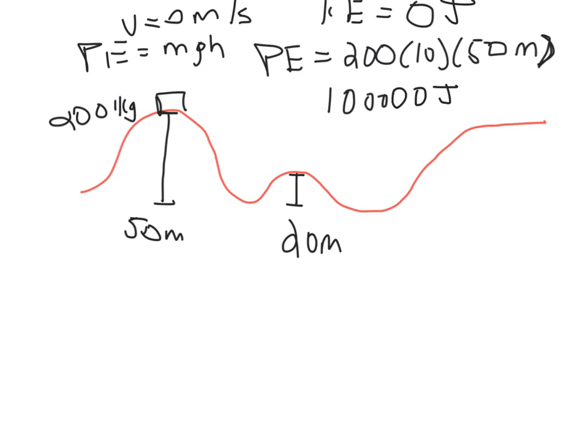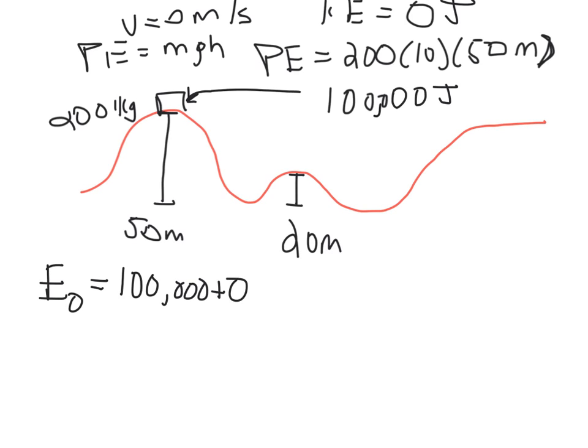This kinetic energy up here was joules as well. So this is all just for that first, top of the hill moment. So our potential energy is 100,000 joules, and our kinetic energy is 0 joules. So our total energy at the beginning, or E initial, is going to be our potential energy plus our kinetic energy. So our total energy here is just that 100,000 joules as well.